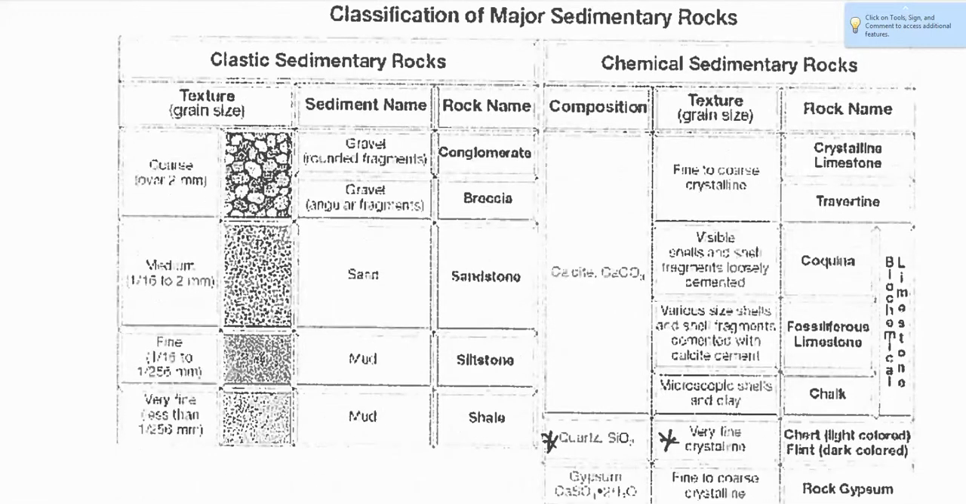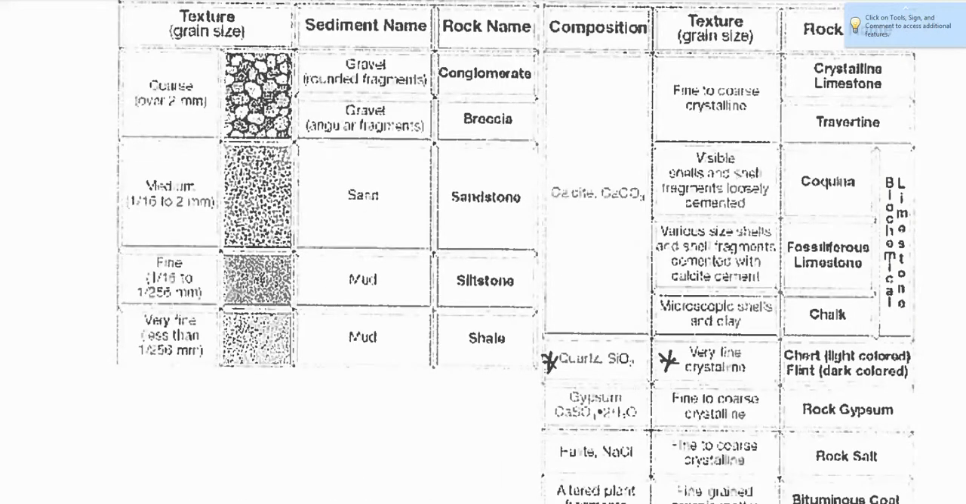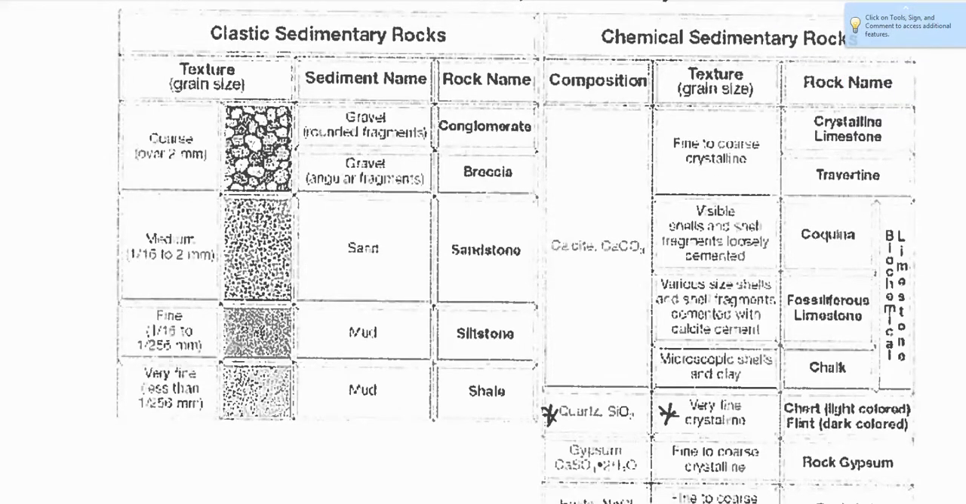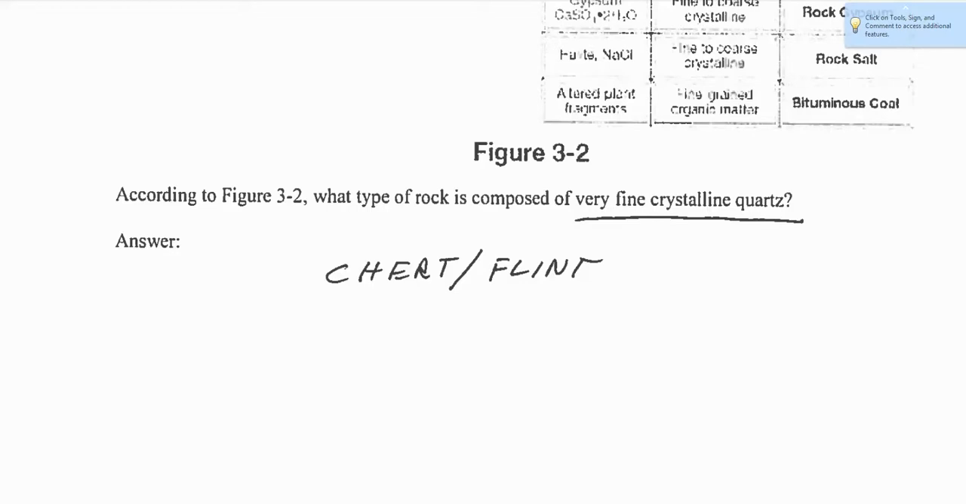Question number 8, we're looking again at the data table here, the chart. It says, what type of rock is formed of very fine crystalline quartz? Well, if you look around here, very fine crystalline quartz, and it's chert or flint. And again, that was pretty much just deciphering a data table there. And again, put these in complete sentences. The rock that is formed is chert or it's flint. It doesn't take much to put in a complete sentence.